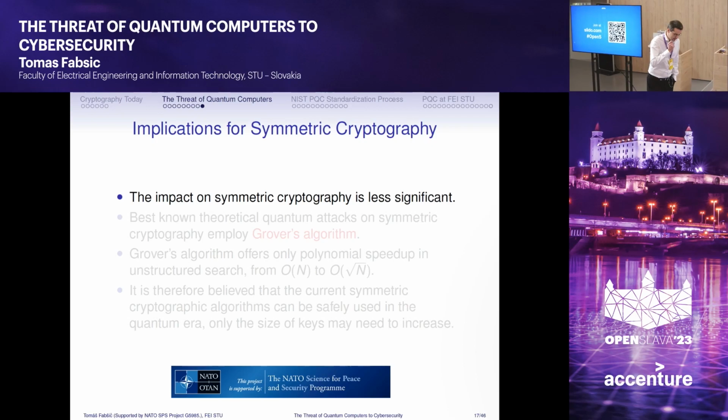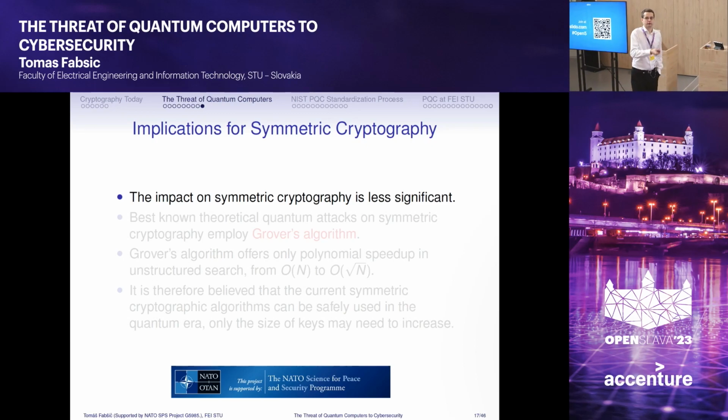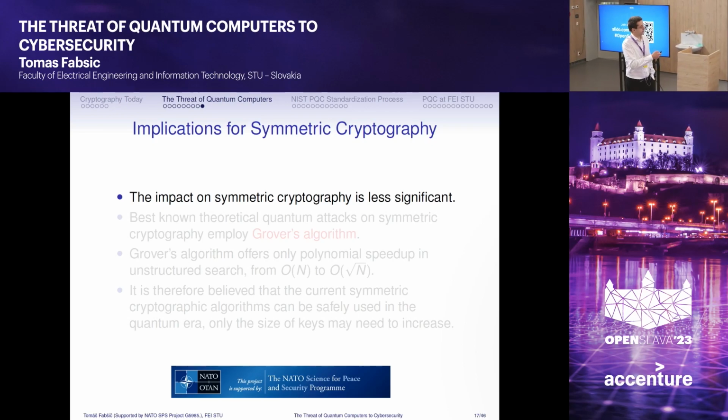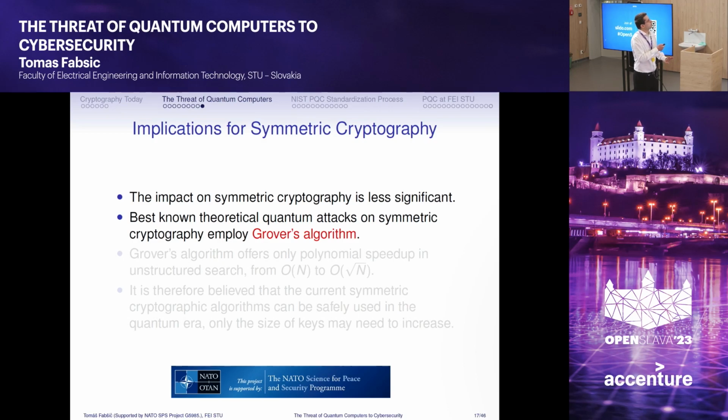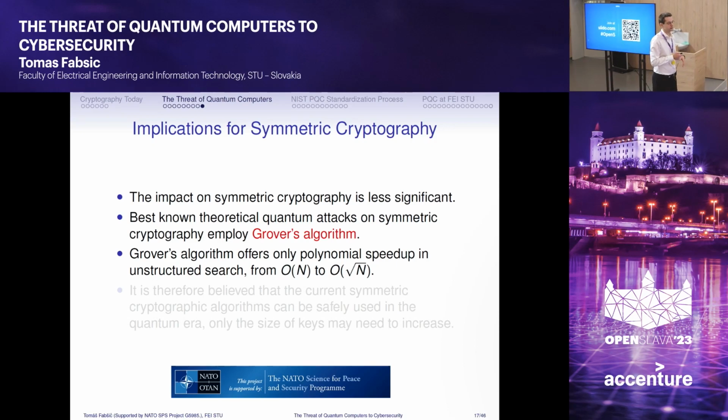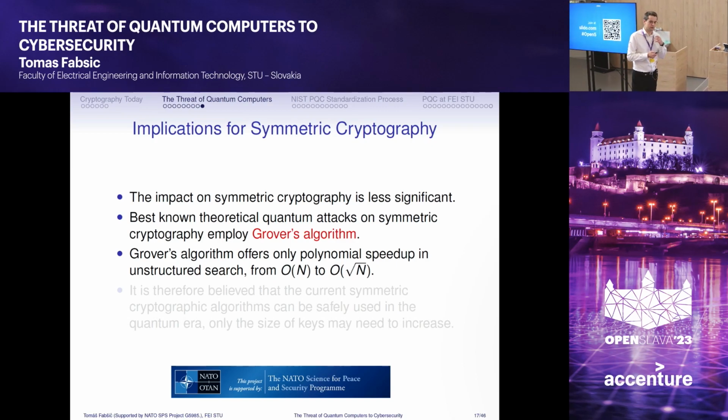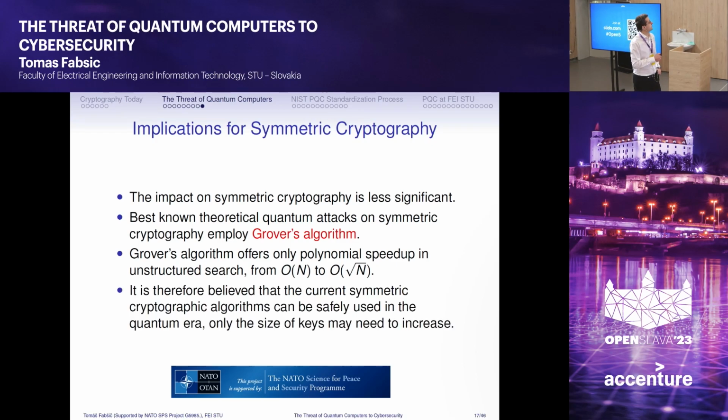So far I've talked about the implications of quantum computers for asymmetric cryptography. In the beginning, I said that there's also symmetric cryptography. Fortunately, the impact of quantum computers on symmetric cryptography is much less significant. There is so-called Grover's algorithm, which can theoretically make some attacks on symmetric cryptography more efficient, but the gain from using Grover's algorithm on a quantum computer is not so huge as, for instance, the gain of using Shor's algorithm, which breaks prime factorization. So it is therefore widely believed that the current symmetric cryptosystems like AES can still be safely used in the quantum era. Maybe only we will need to switch to larger keys.